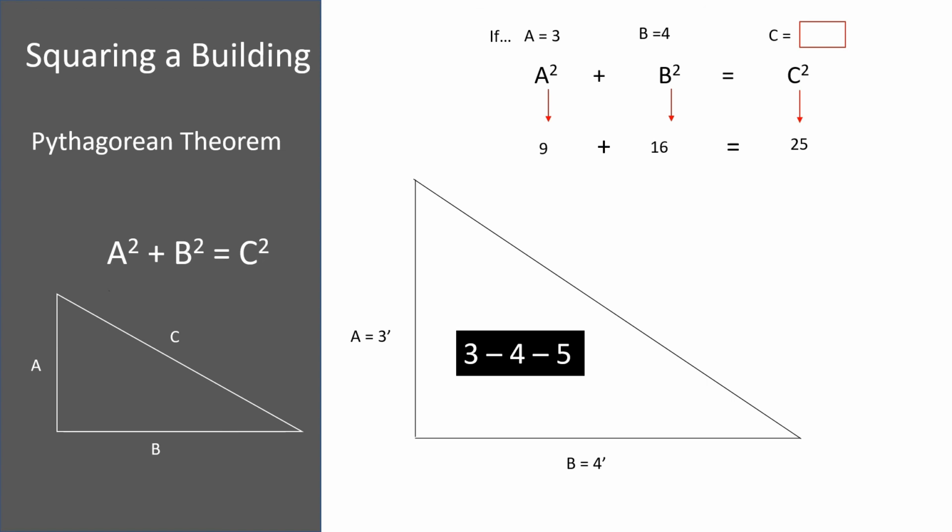But 25 is not the answer. We want to know what C is, not C squared. So we get the square root of this 25, and C equals 5. Square root of 25 is 5. That's your answer. And that's how the 3, 4, 5 method works. It's a shortcut that we use because we already know the answer to it. We know we take a 3-foot leg, a 4-foot leg, and a 5-foot hypotenuse, that it'll make a perfect 90-degree angle.